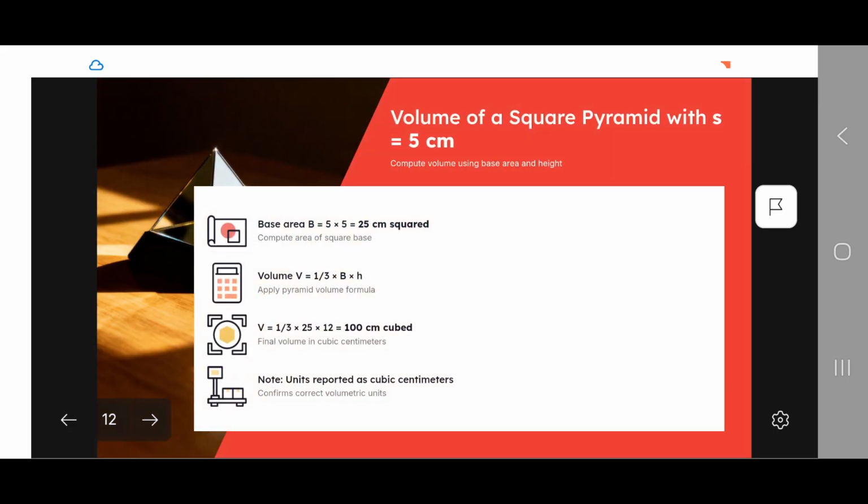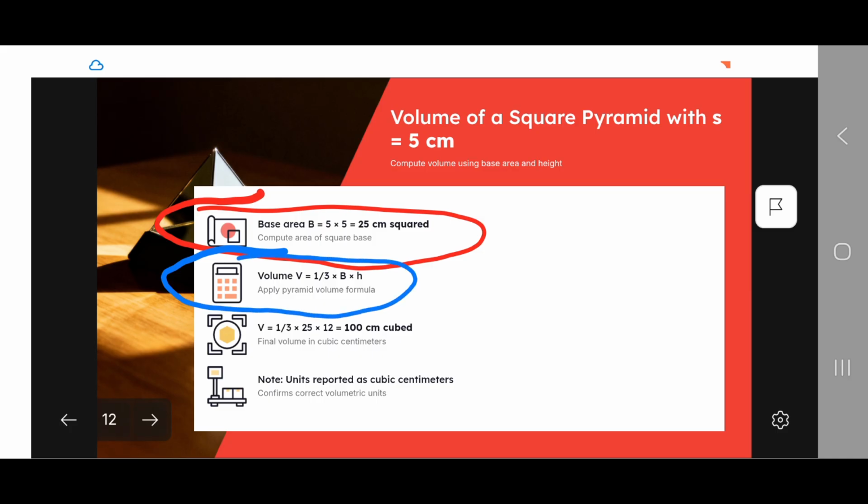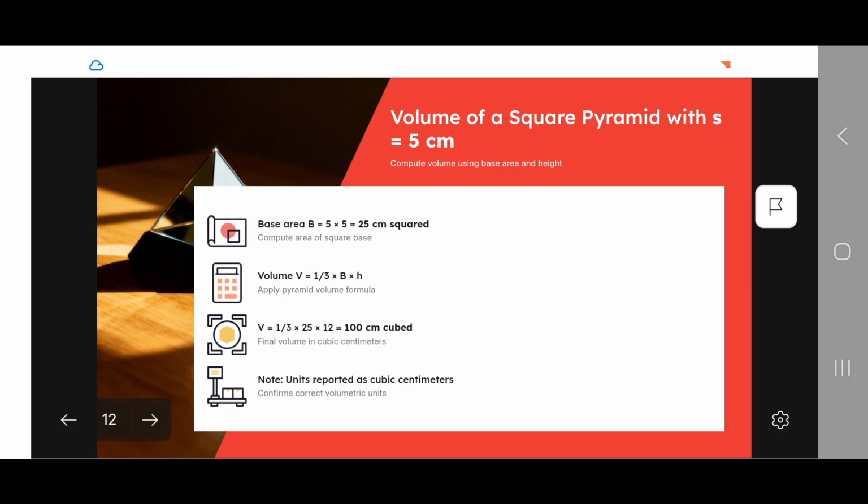So volume of a square pyramid with s equals 5. So base area equals 5 times 5 equals 25. These are the knowns. Okay, so volume equals a third times base times height. This is how you apply the volume. So a third times 25 times 12 equals 100 centimeters cubed. So final volume in cubic centimeters. So note that units are reported as cubic centimeters.